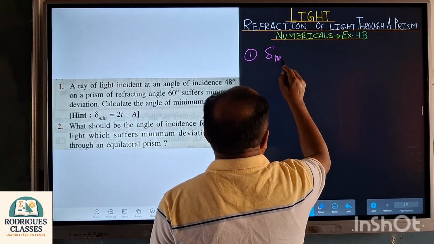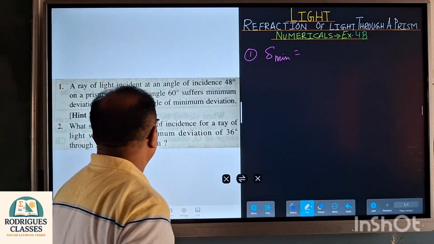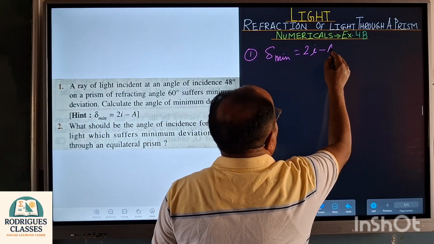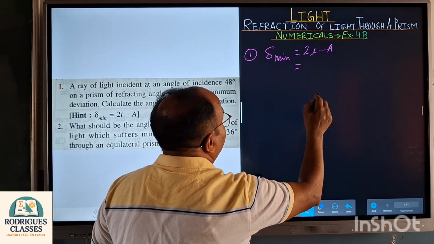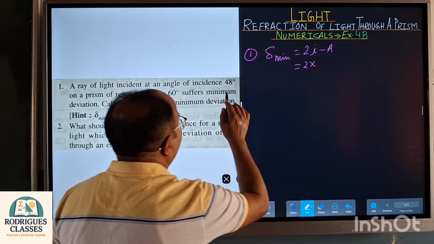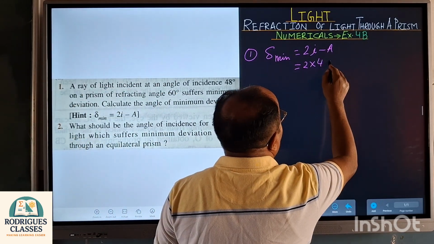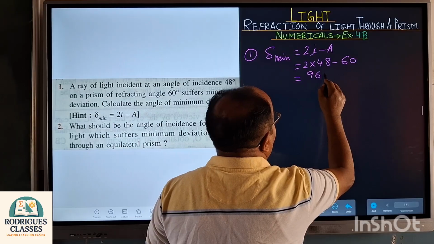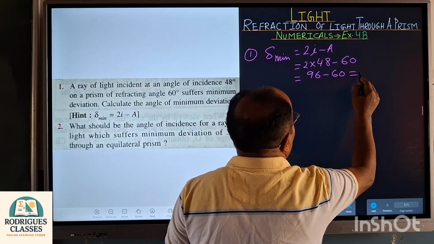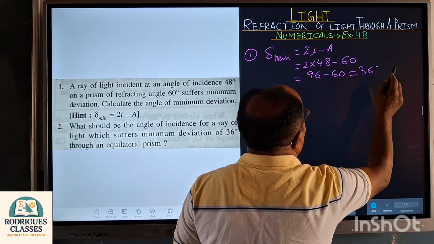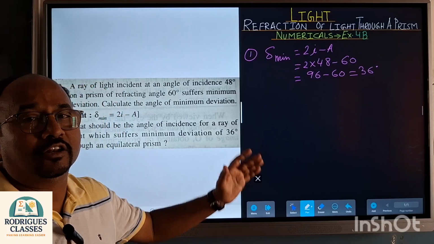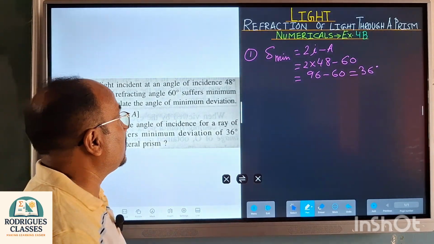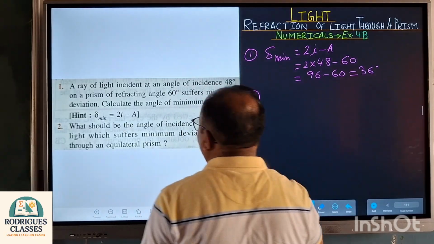So delta minimum is 2i minus A. So we have to find this only. So 2 into the angle of incidence, 48 degrees, minus the angle of the prism, 60. So 96 minus 60 degrees gives you 36 degrees. So this is the angle of minimum deviation, a very direct sum. Okay, now let us come to numerical number 2.